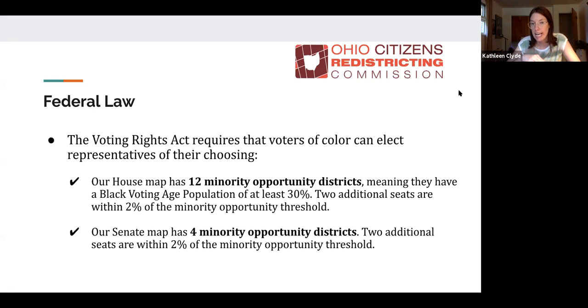Then when we look at our Senate map, we have 4 minority opportunity districts with 2 additional districts that are within 2% of the minority opportunity threshold. So this is how we will ensure that voters of color can elect representatives of their choosing, and how our map meets that important requirement. Next slide.